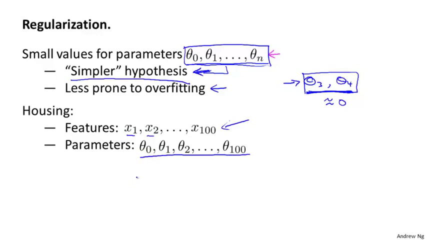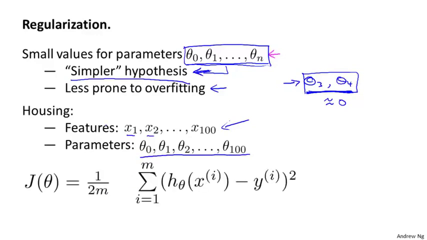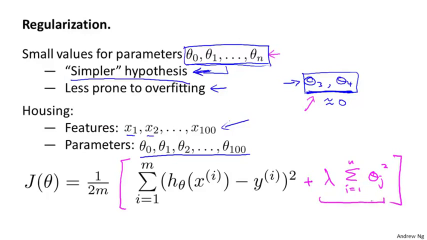So in regularization, what we're going to do is take our cost function. Here's my cost function for linear regression. I'm going to modify this cost function to shrink all of my parameters, because I don't know which one or two to try to shrink. So I'm going to modify my cost function to add a term at the end, like so. Let me add square brackets here as well. I'm going to add an extra regularization term at the end to shrink every single parameter. And so this term will tend to shrink all of my parameters, theta 1, theta 2, theta 3, up to theta 100.